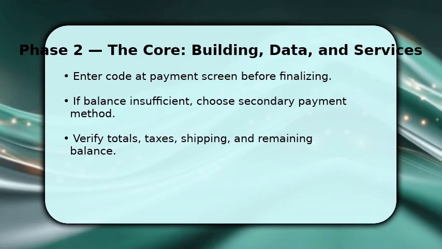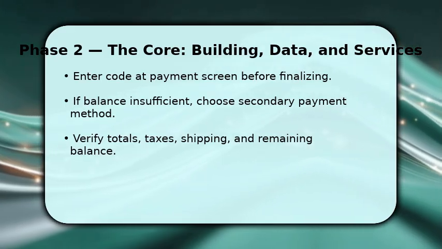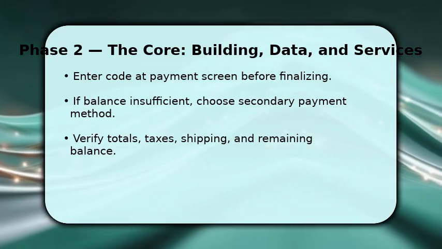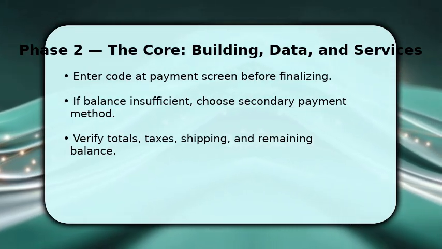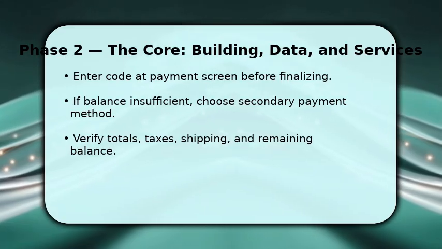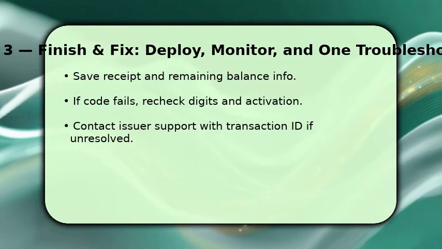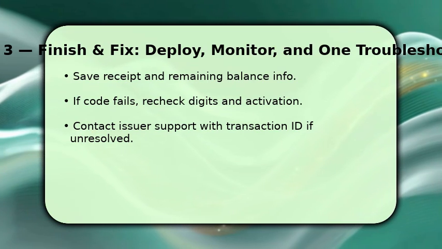Once both are set, verify taxes, shipping, and the remaining balance. Then proceed to confirm and authorize the transaction with the combined payment. Complete the purchase by reviewing the final confirmation screen and saving the receipt. This documents the gift card deduction and new balance.